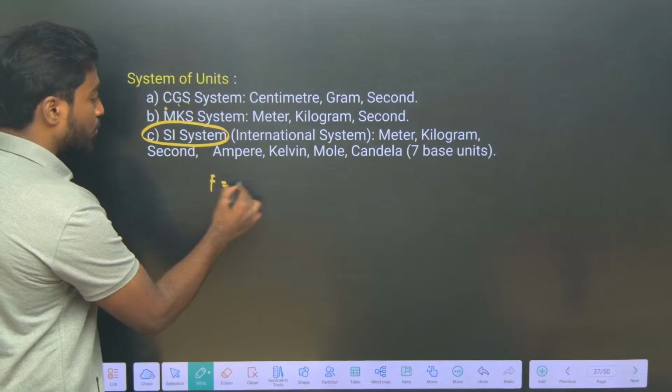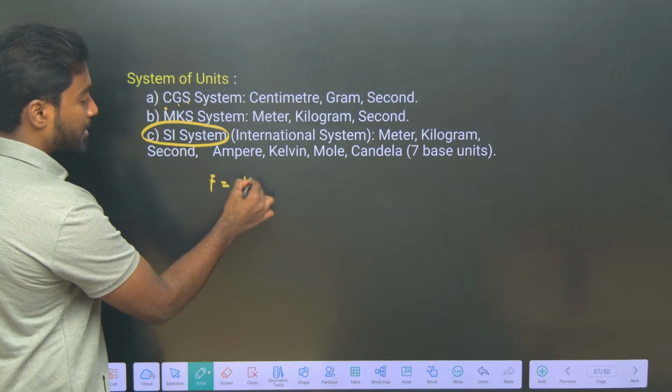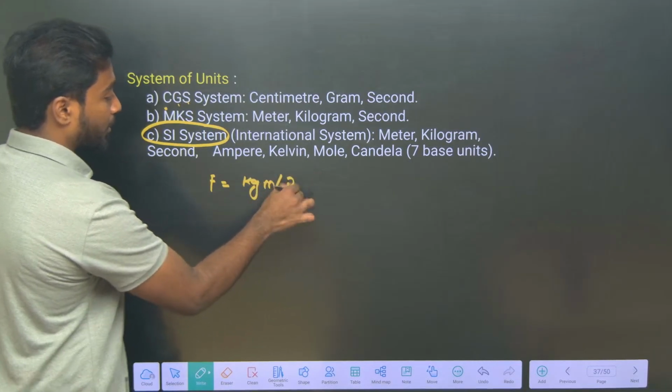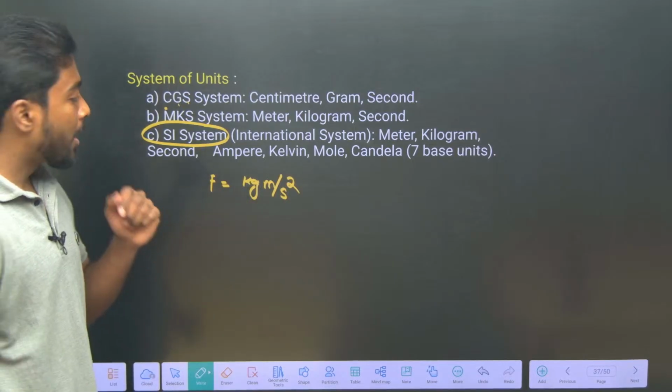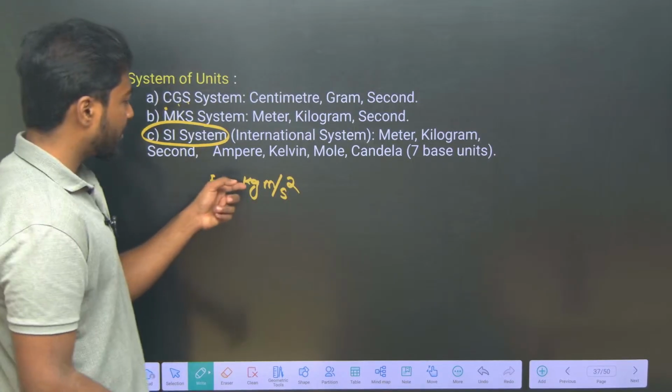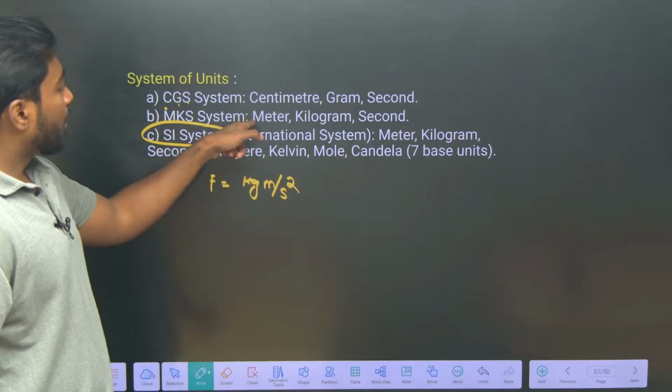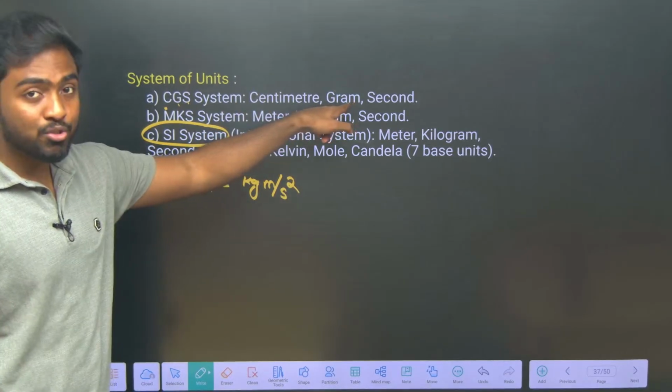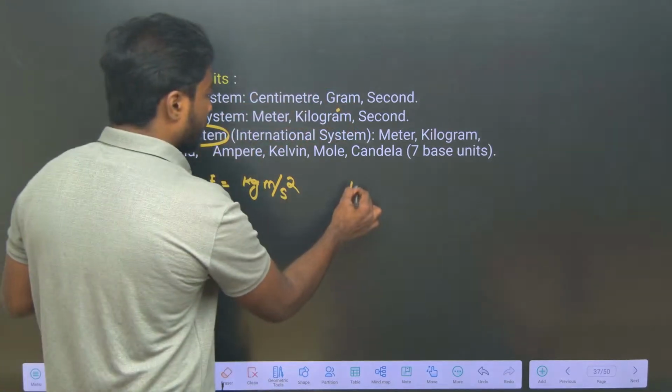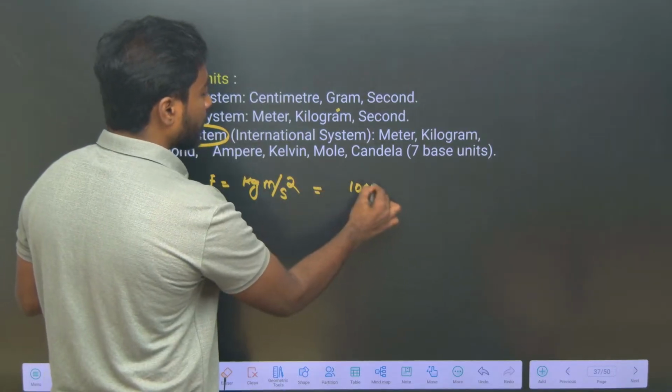F is equal to what? What is the force formula? kg meter per second square. This is the SI unit. But what about CGS? In CGS, 1 kg, how much in grams should I consider? 1000 grams. So 1 kg will be equal to 1000 grams.